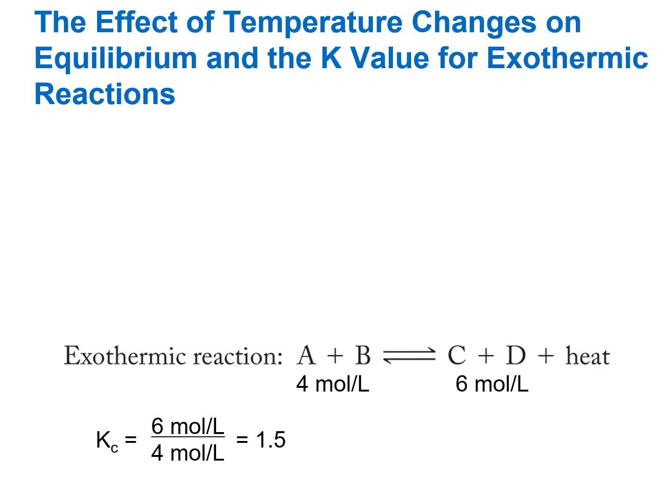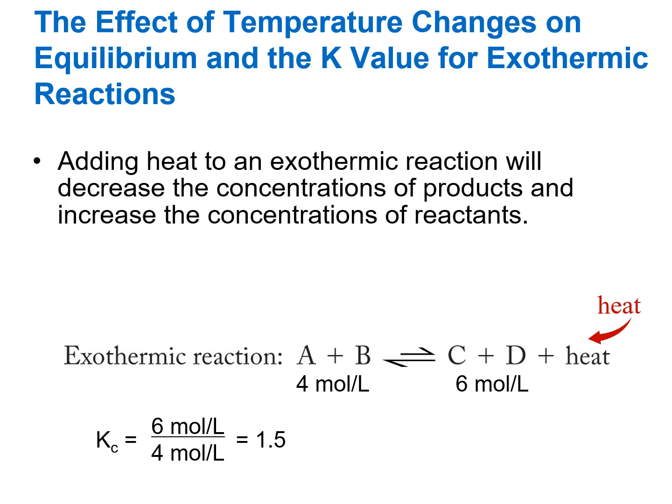But if we do add heat to the product side, we know that it's going to cause a shift to the left in this equilibrium. So by adding heat to the exothermic reaction, what's going to end up happening is we're going to decrease the concentration of products because some of our products are going to be turned into reactants, and we're going to see an increase in the concentration of reactants because we got the conversion of the products.